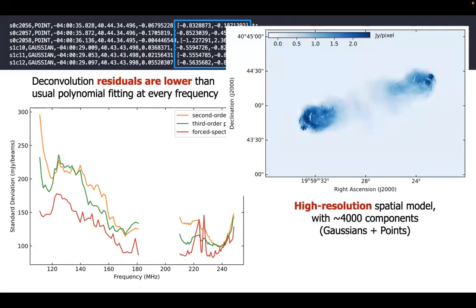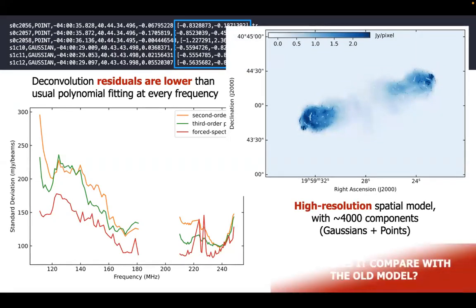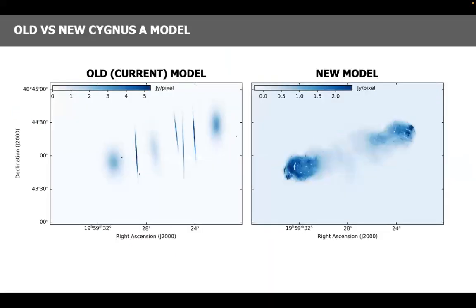This is the new model, high resolution with 400 components between Gaussians and points. But I didn't show you the old model. Well, I showed the table, the model, but yes, this is the old model. So on the left is the old model. So it's very low resolution. It has very weird shapes. It's Gaussians with zero length axis. And comparing it to the new model, which is very high resolution.